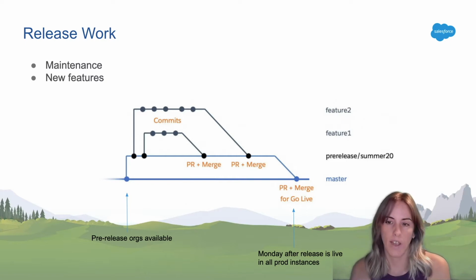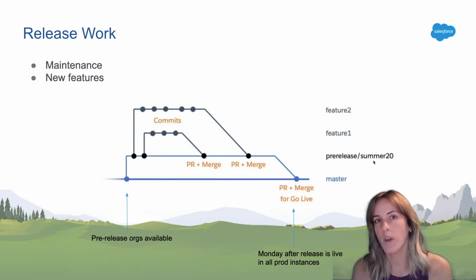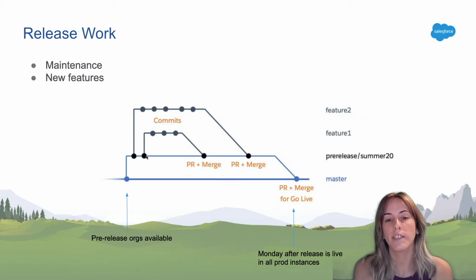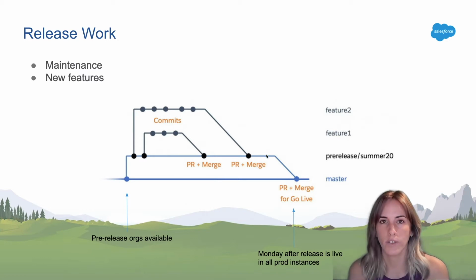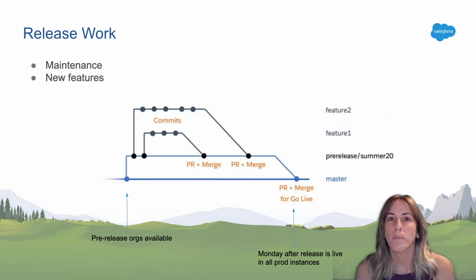Well, in every release, we will call it like Summer 20 or Winter 21 or whatever, right? So what we do is from that point, we start working on that branch. And we do two kinds of pull requests. First, we do maintenance.